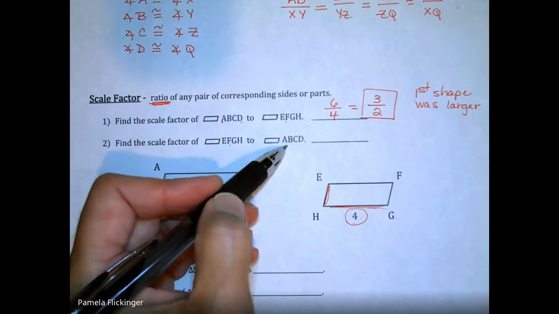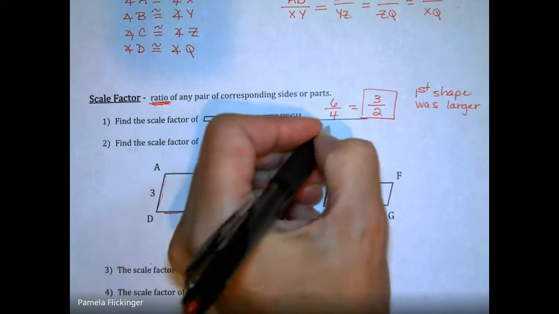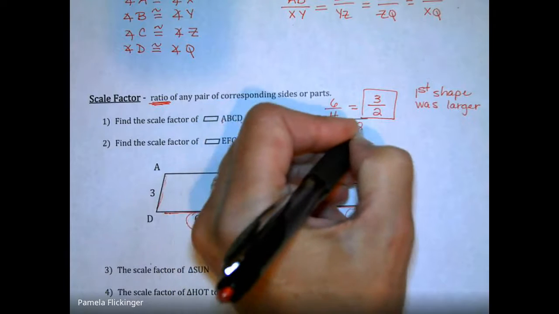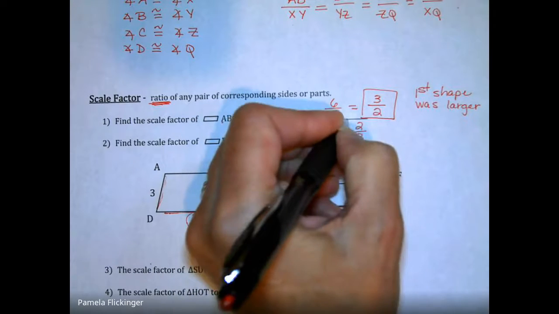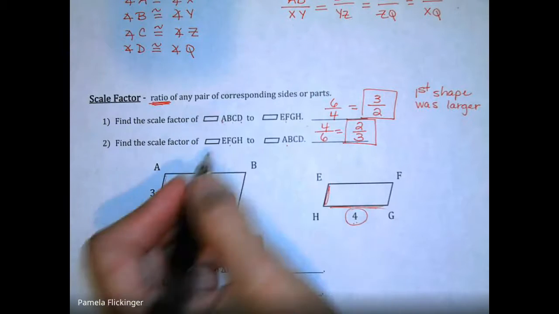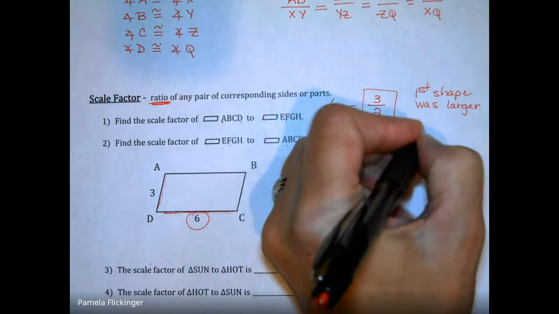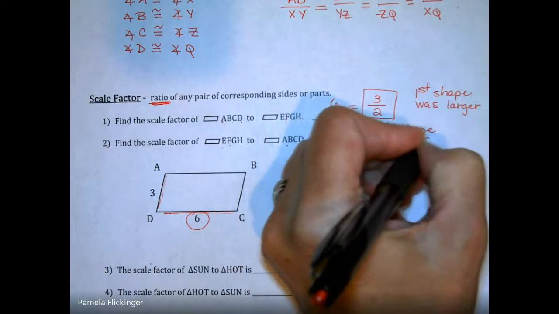If they have us reverse it and they want the scale factor of figure EFGH to figure ABCD, then I would do 4/6 to start, which reduces to 2/3. Again, when you look at this, because that is a fraction less than 1, this is telling you, in this case, that the first shape was the smaller.